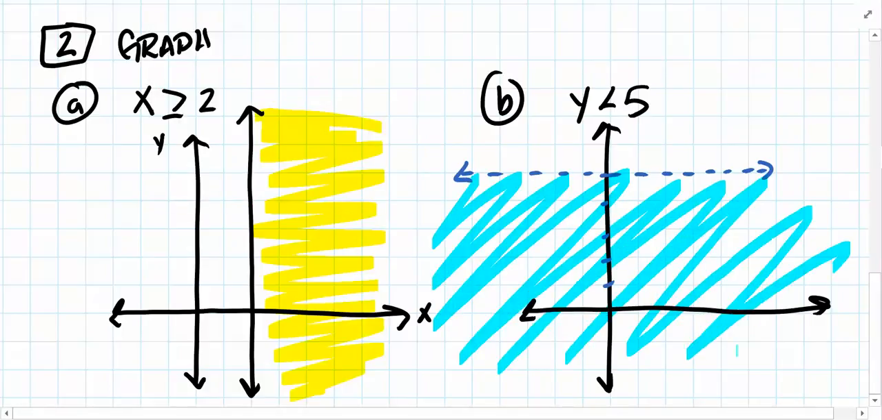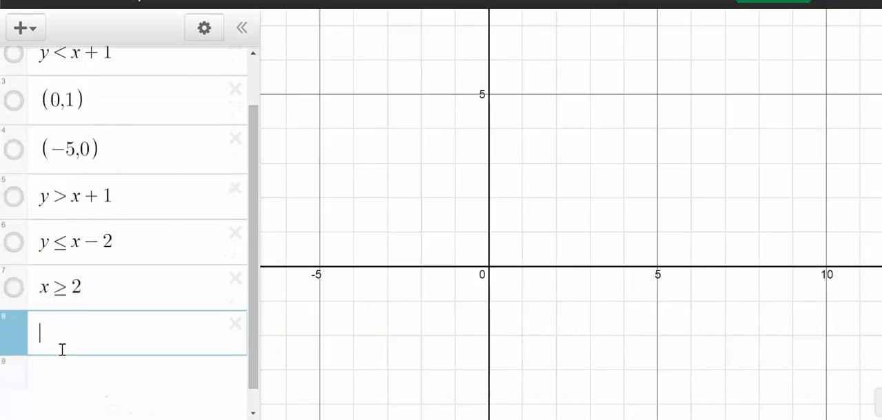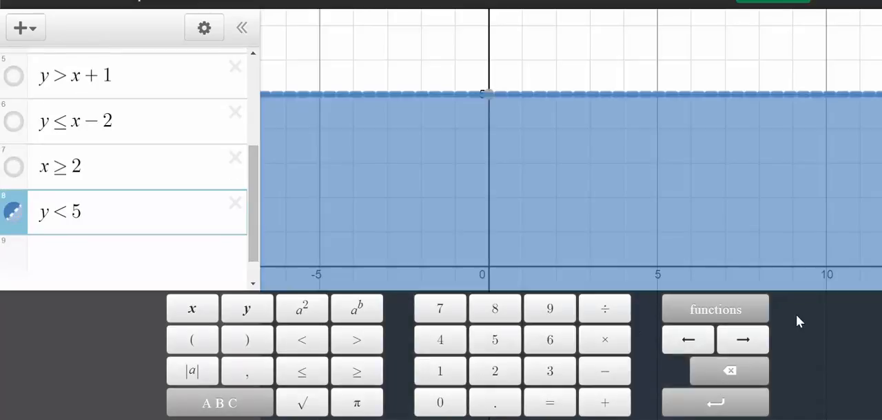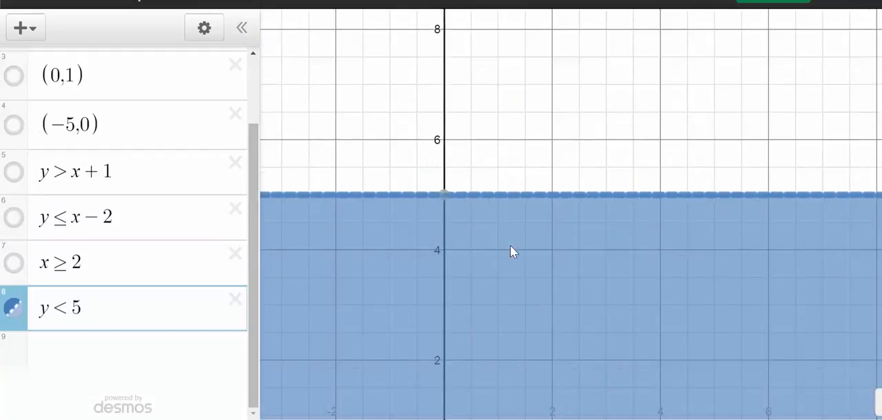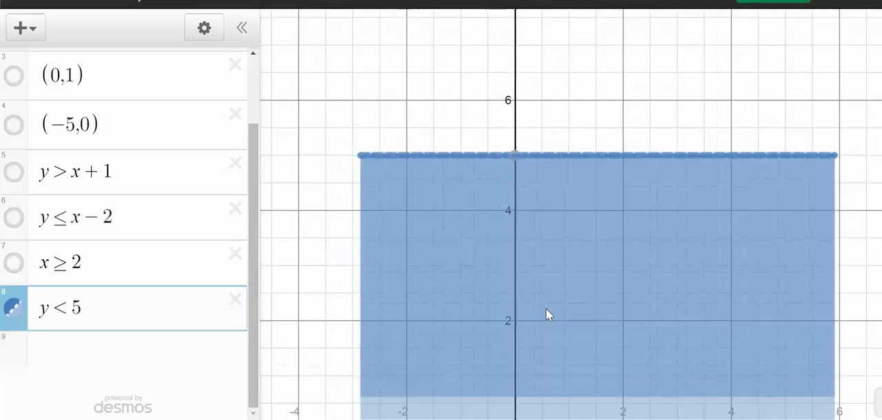So we can check to make sure that we're doing it right by plugging in y is strictly less than the number 5. And you'll see that the line there is indeed dashed. When you zoom in a little bit more, you can see that it's a little bit dashed. And then we zoom out all the way. So that graph looks exactly like what we've graphed here.